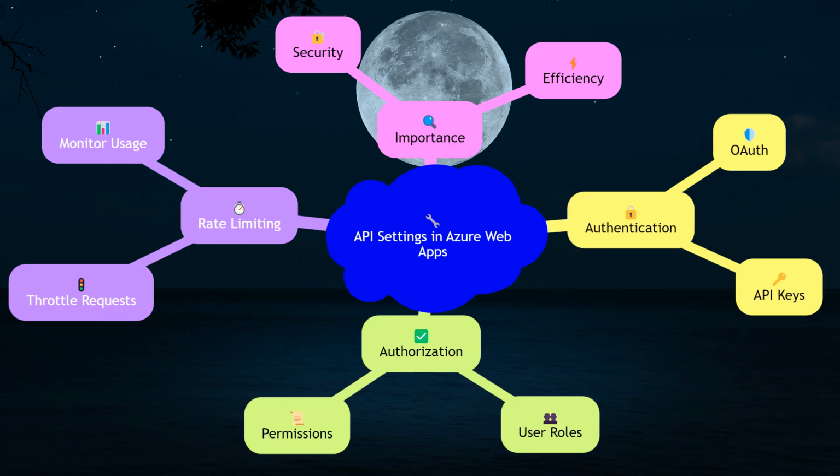APIs are a crucial component of modern web applications, enabling communication between different services and systems. Properly configuring API settings is essential for ensuring secure and efficient communication. This section will provide an overview of API settings in Azure Web Apps, including authentication, authorization, and rate limiting. Understanding these settings will help you protect your APIs from unauthorized access and ensure they perform optimally.